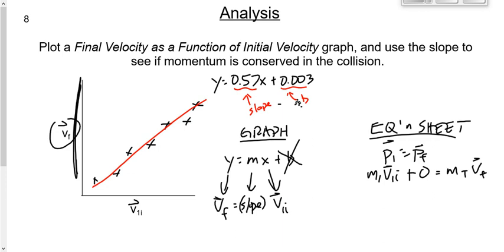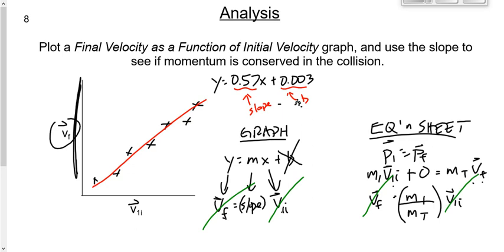Look, I've got v1i and vf, the same 2 variables, right? Rearrange this to solve for vf. I get m1 over mt times v1i. Look, it takes the same form. Once we get to that stage, then we start crossing things off. Cross off vf, it appears in both. Cross off v1i, it appears in both. What am I left with? The slope of this graph is equal to m1 over mt.